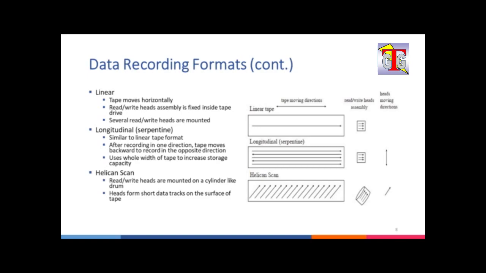Traditional computers record data on the magnetic tapes in the linear tape format. The tapes move horizontally. The read-write heads assembly is fixed inside the tape drive. Computer data are recorded horizontally along the tape moving direction. Several read-write heads are mounted perpendicularly to the tape moving direction. Thus, several bits are recorded by the read-write heads on the tape at the same time.